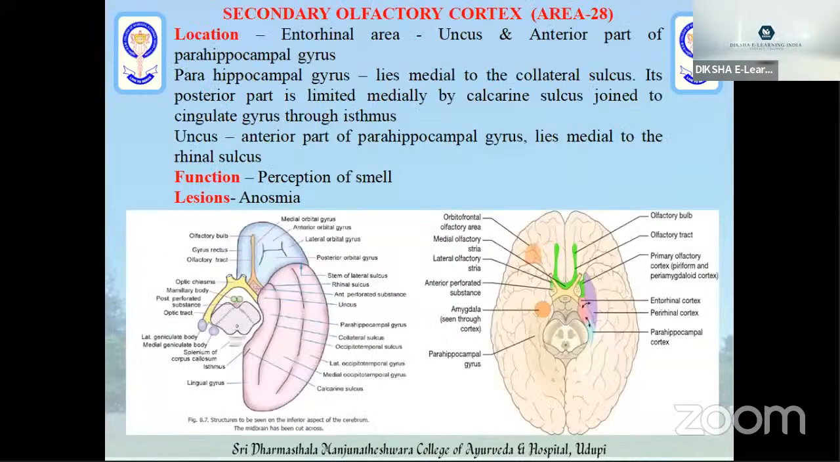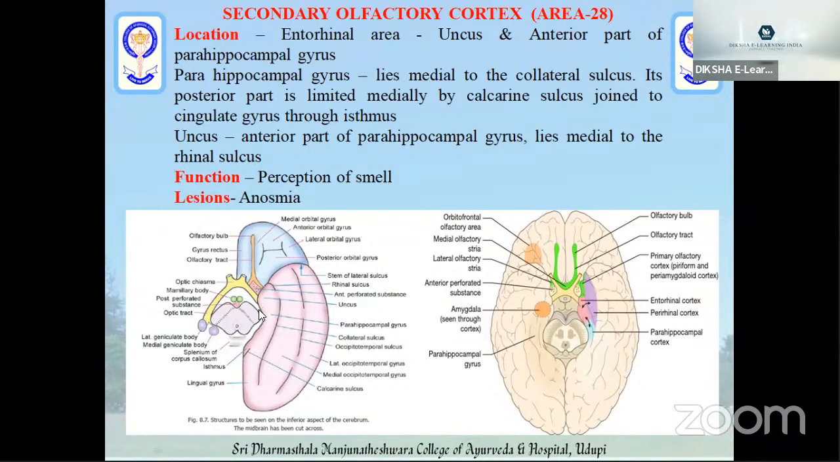Next is the secondary olfactory cortex, area number 28. It is located in the entorhinal area. Entorhinal area means the uncus and the anterior part of the para-hippocampal gyrus. The para-hippocampal gyrus lies medial to the collateral sulcus. You can see that this is the collateral sulcus, and medial to it the para-hippocampal gyrus is located.